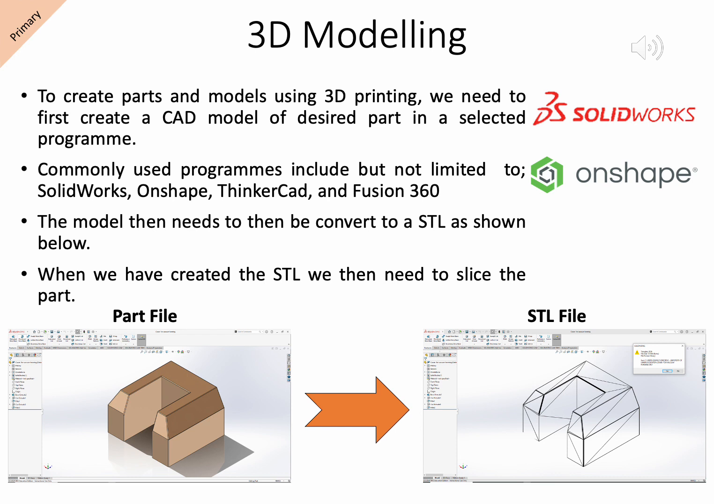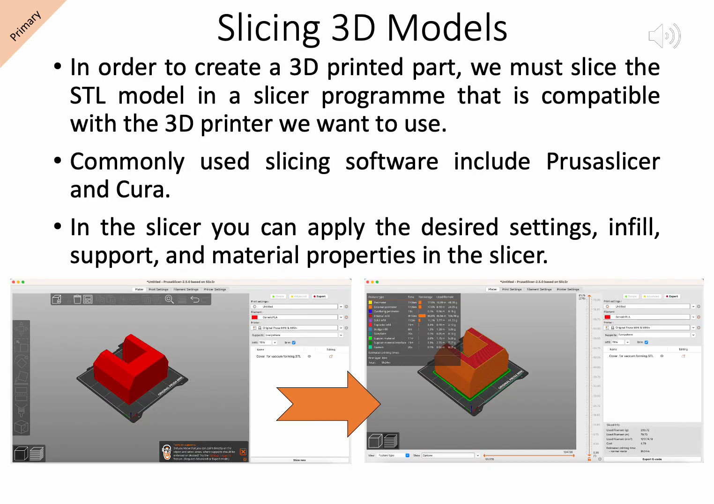In order to create a 3D print, we must first design the part or model we want to create in a 3D modeling software. Personally, I use SolidWorks, and this is why I've shown here my part file, and then I've converted it to an STL. The STL can then be used in a slicing software.